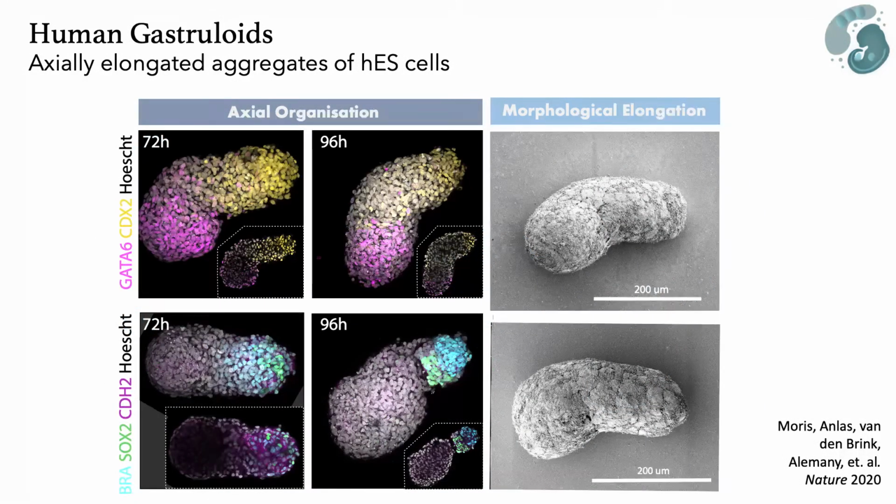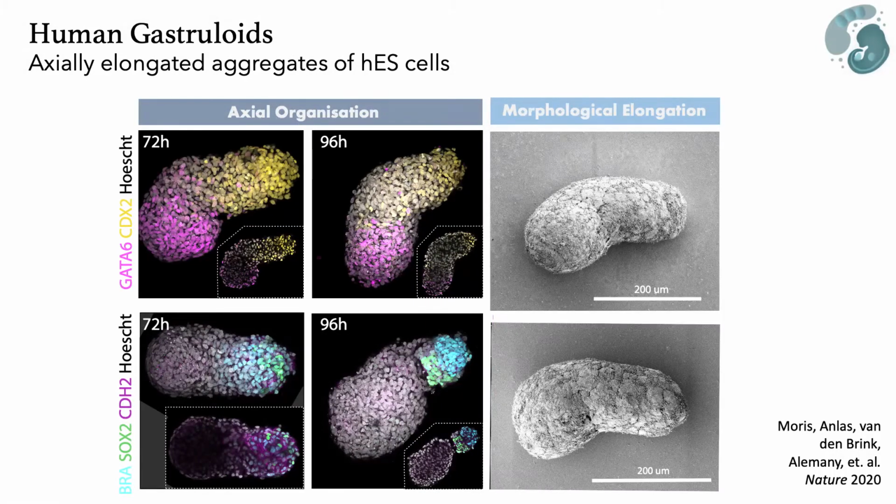Human gastruloids are made of many thousands of pluripotent stem cells aggregated in 3 dimensions. Over time, these spherical aggregates of cells are able to self-organize and display polarized gene expression in one region of the aggregate. One of the first genes to be polarized to one end is brachyury, or TBXT, which is known to be expressed in the primitive streak of the mammalian embryo.